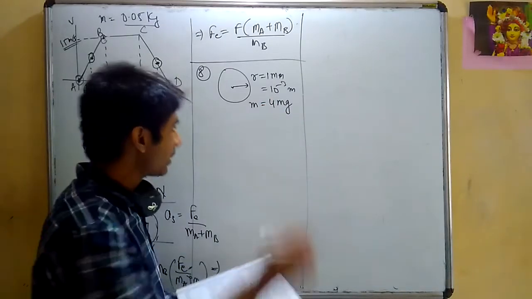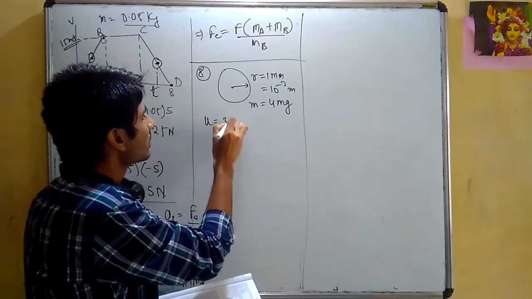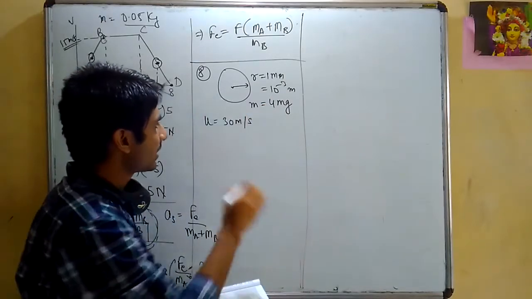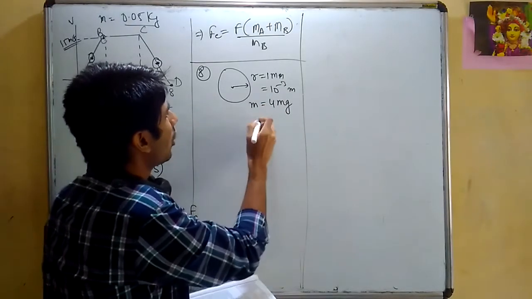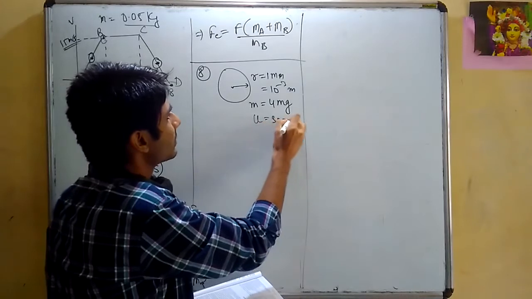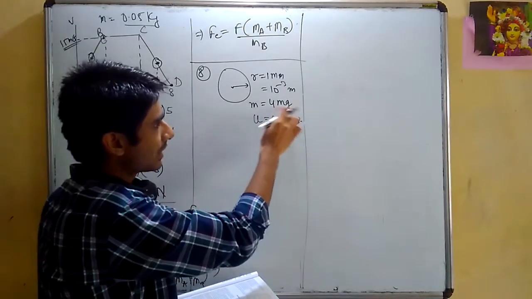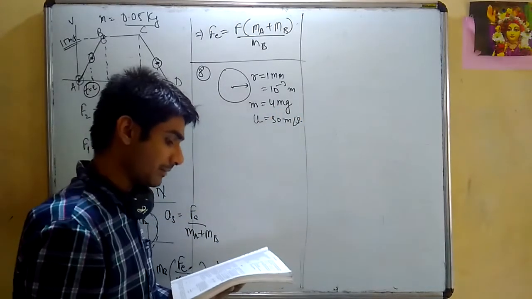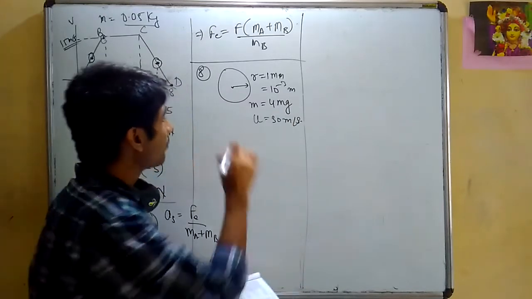Raindrops are falling with a speed of 30 meter per second. U is 30 meter per second. This is not mg weight, don't confuse it; this is milligram. This is falling on the head of a bald person.